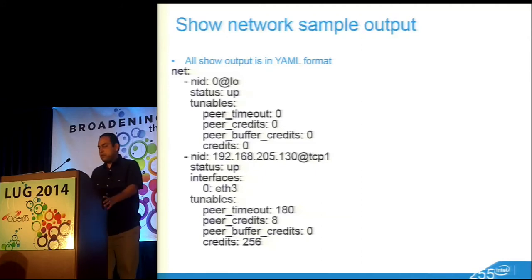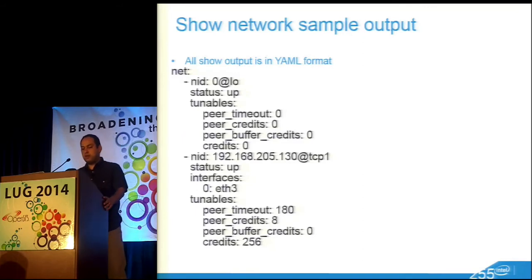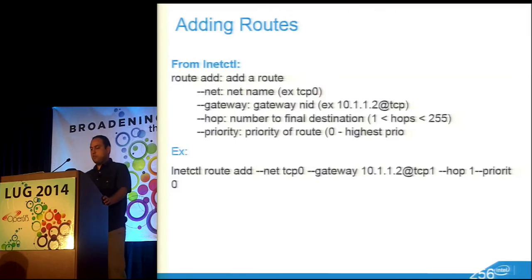For routes, pretty much the same thing. You can add the routes. There are mandatory and optional parameters. NET and gateway are mandatory, hop and priority are optional. This is how you add it. You can remove it pretty much the same way. You can say route del, and you specify the NET and gateway so that you can uniquely identify the route that you want to delete.